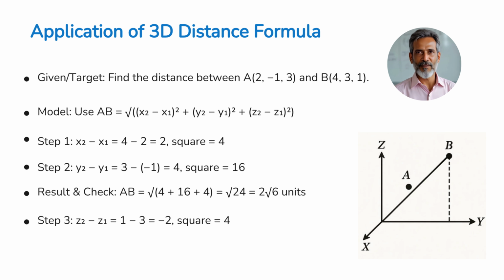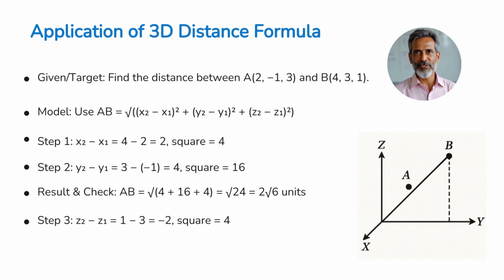Step 3. Along the z-axis, find 1 minus 3, which equals -2. Squared, this gives 4 again. Now, sum up these squared differences. 4 plus 16 plus 4 equals 24. Finally, the distance is the square root of 24, which simplifies to 2 times the square root of 6. So the distance between points A and B is 2 root 6 units.